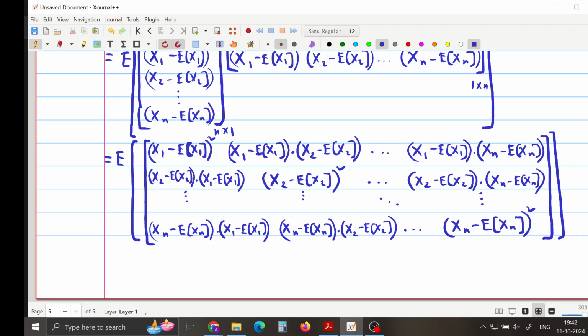Once you take the expectation inside, look at the first 1 comma 1th term. If you take the expectation inside, you get expectation of x1 minus expectation of x1 the whole squared, which is nothing but the variance of x1. That's the definition of variance, right?